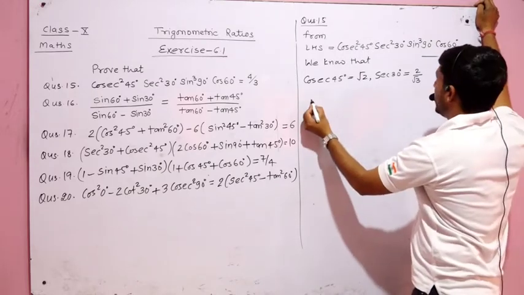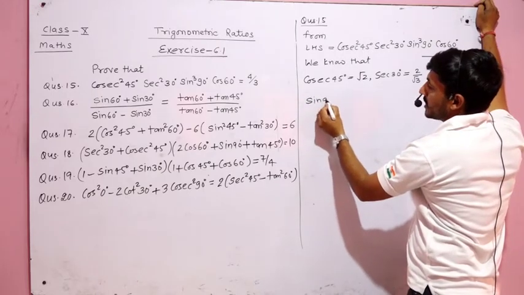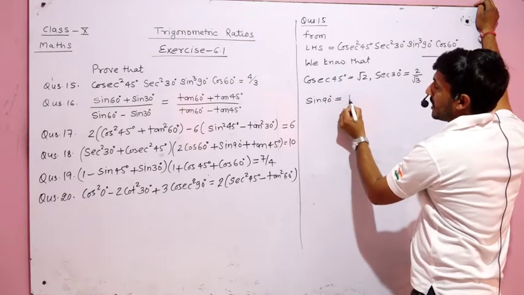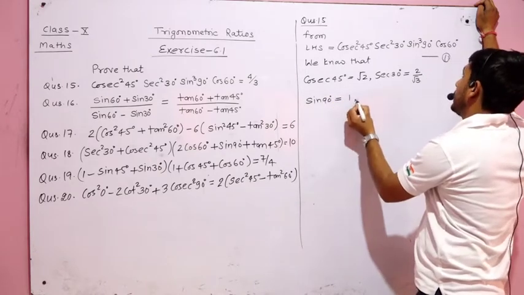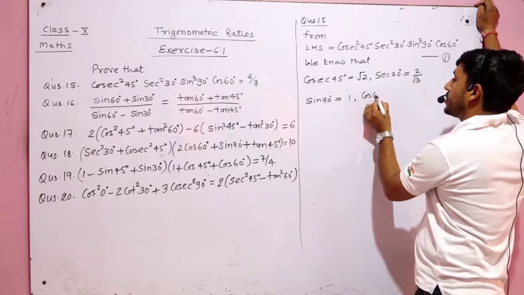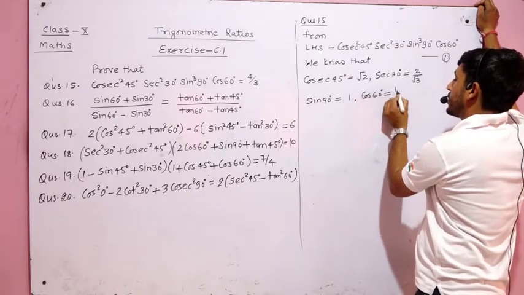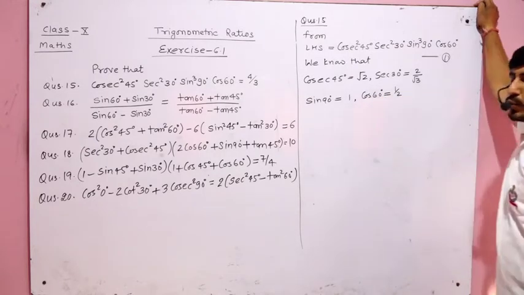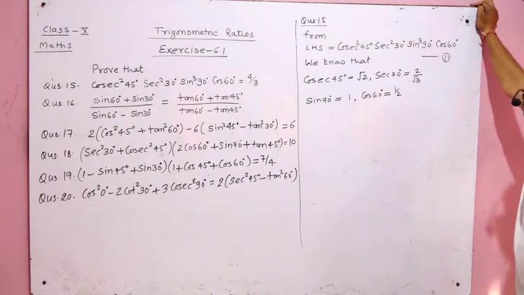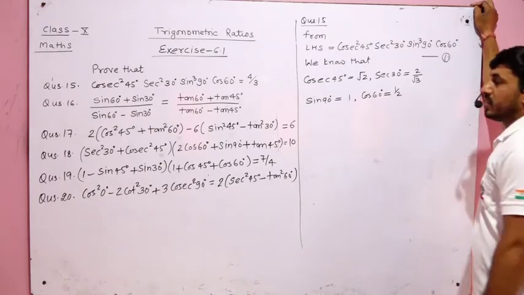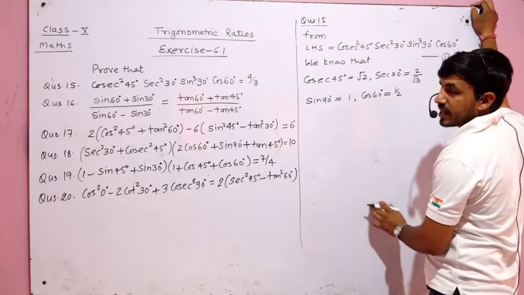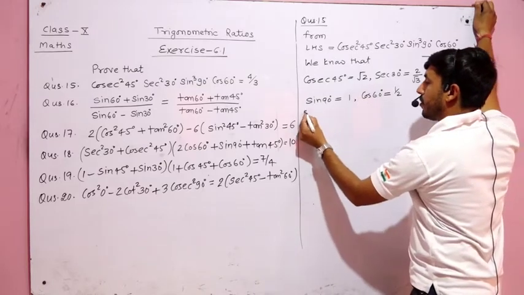In the next we need the value of sin 90 degree. What is the value of sin 90? That is equal to 1. In the next, cos 60 degree, and the value of cos 60 degree is equal to 1 by 2. So all values are given. Then substitute all the values in equation number 1.